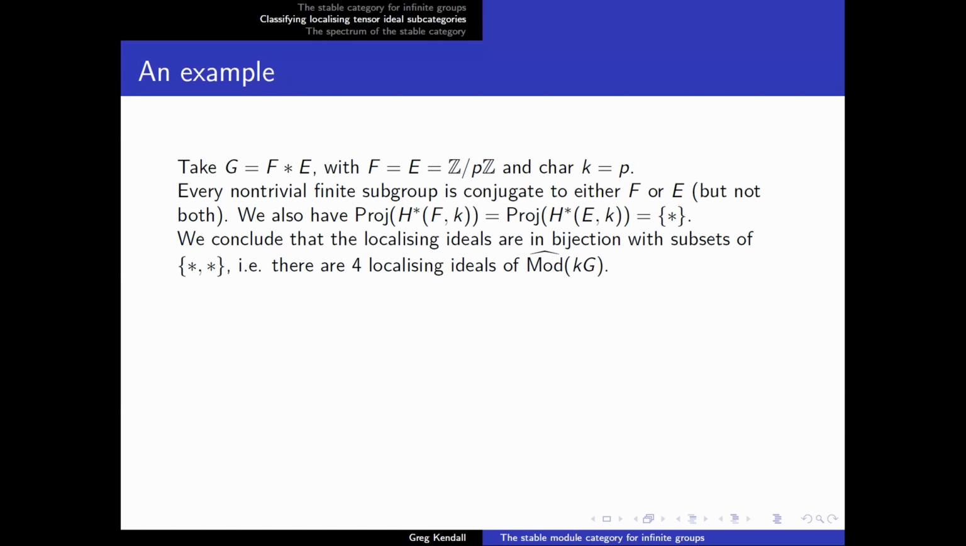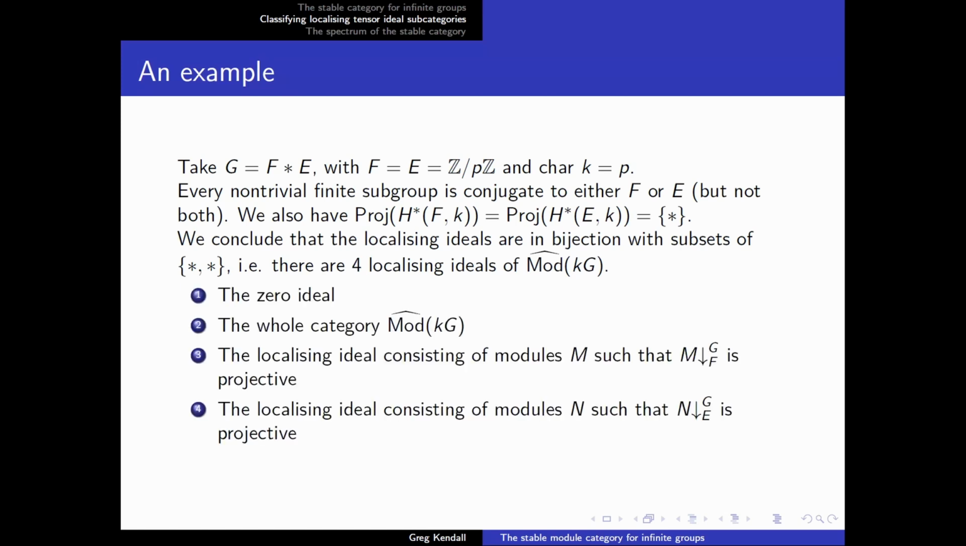And actually, if you work back through it, you can get this description in terms of the modules. So you have the 0 ideal, the whole category, and then you can look at all modules which restrict from the first factor to something projective, and then do something else in the other factor, and vice versa. These describe the localizing ideals. If we wanted to take an amalgamated product or an HNN extension or something like that, we can, but it's going to be a bit more work. Or we can take the factors to be slightly more interesting groups. But I think this illustrates it in the easiest possible way.